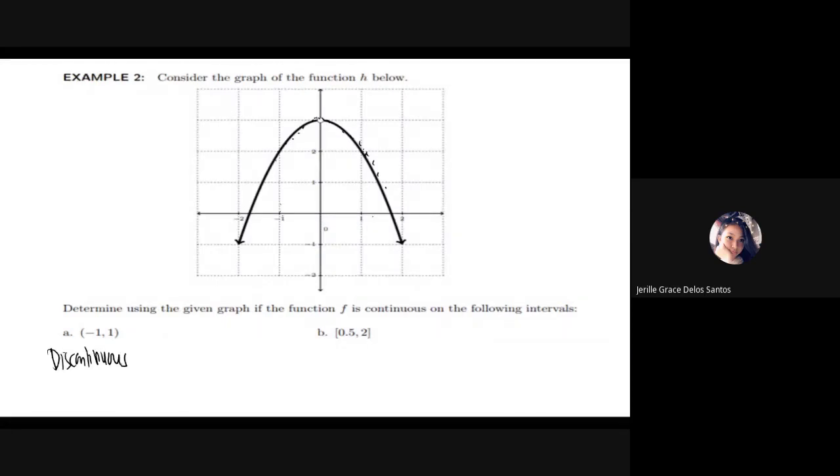What about letter B, 0.5 to 2? It's a closed interval, 0.5 to 2. Continuous, very good. As said, the 0.5 is here, up to 2, here. This is 2. So this is continuous. That's correct. We don't lift the pen at all. Thank you for that, Tabitha.